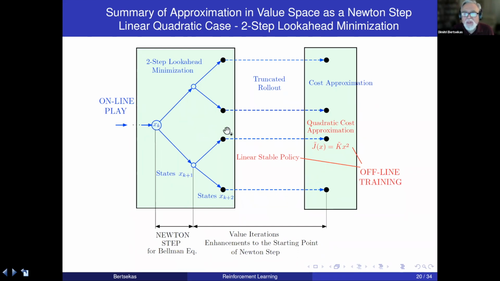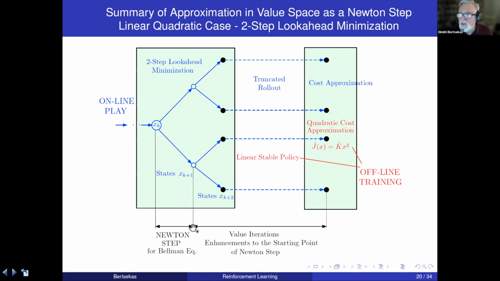If you have two-step look-ahead without any rollout, then this middle part is just this extra step of look-ahead. If you add rollout to it, then there are these other value iterations that involve the base policy, the linear stable policy. And all of these parts can be designed in different ways. All of this is part of online play, and offline training comes only at these parts here.